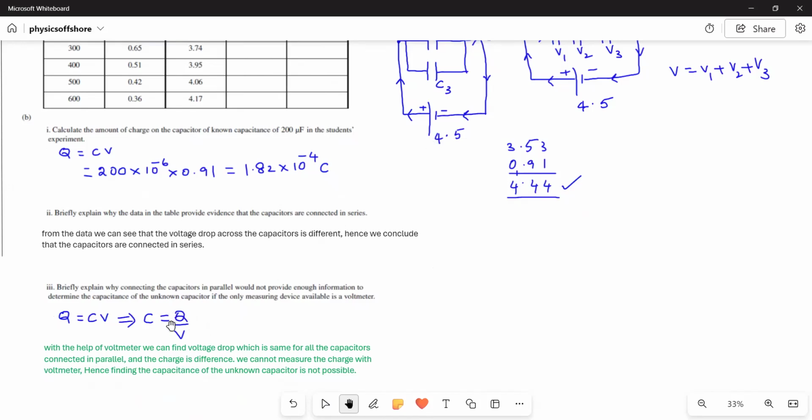And moreover, we can't measure the charge using the voltmeter, and there is no other device to measure the charge. Am I right? So therefore it is difficult to measure, that is what he is asking. Briefly explain why connecting the capacitors in parallel would not provide enough information to determine the capacitance of the unknown capacitor. The voltage is the same across all the capacitors, but the charge is different. And we can't measure the charge. Without measuring the charge, we can't find out the capacitance.